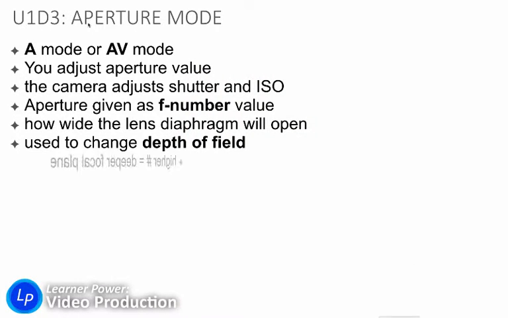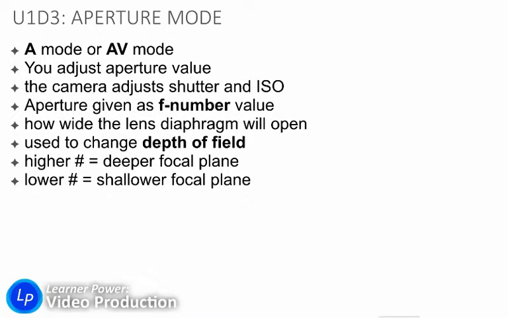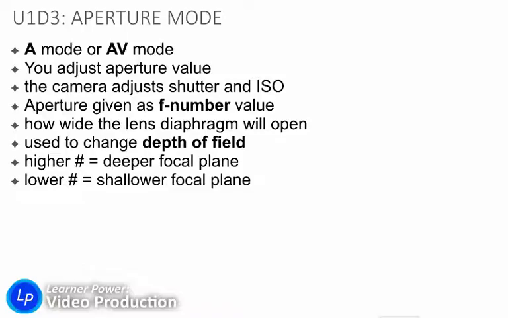So a narrow depth of field, and in order to get a narrow depth of field, I need to have a lower aperture value. So I get a deep focal plane from a higher value, or a lower aperture value gives me a shallower focal plane. Sometimes you want deep, sometimes you want shallow. Aperture is the key to how you do that.